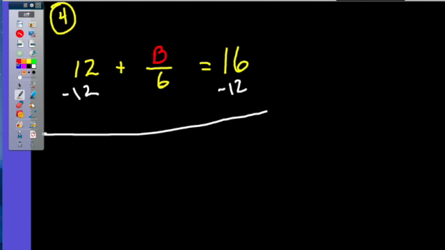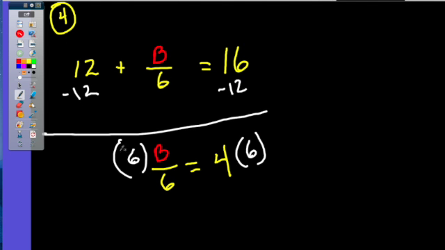So we end up with b over 6 is equal to 16 minus 12, which is 4. Now, since this is division, we need to undo division by doing multiplication. So I'm going to multiply each side by 6. That cancels out, so you're left with b is equal to 4 times 6, which is 24.